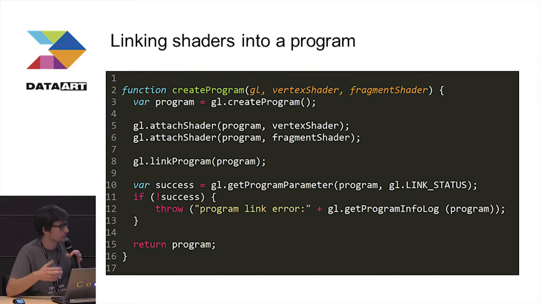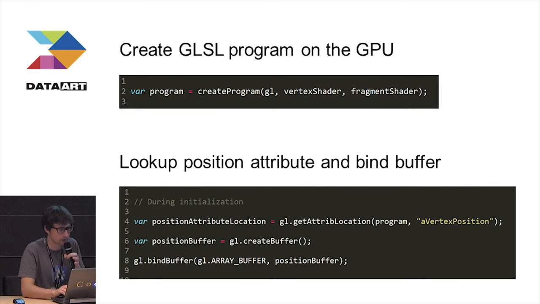Then we need to link the shaders into a program that we're going to upload to our GPU. So we use the API again, creating a program, attaching the vertex shader and fragment shader, and linking them into a program. Then we just check the link status. If there are some errors, we throw an exception. Otherwise, we return our created program. So we did create a program, and now what we should do is supply data to our program.